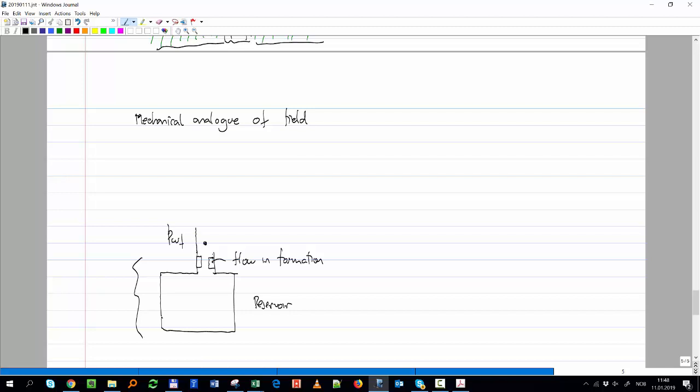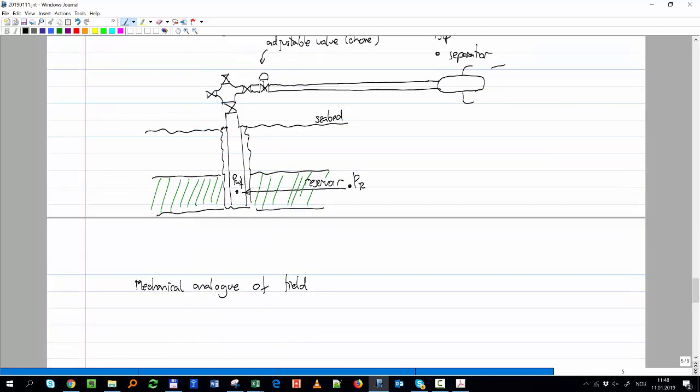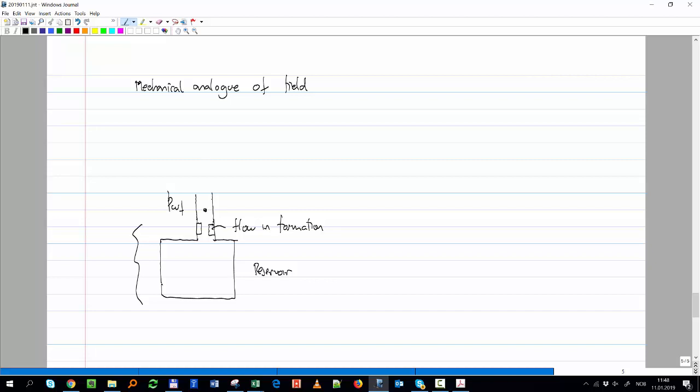The next point, what did I have next on my system? I go up, right? And the next point is the well. This pipe that I have taking from -3 kilometers on the underground all the way to the surface. That might be seabed, might be platform. And that I also represent in the same way, like a restriction. And this is flow in tubing. And this point here, how is it called? PWH. That's wellhead pressure.